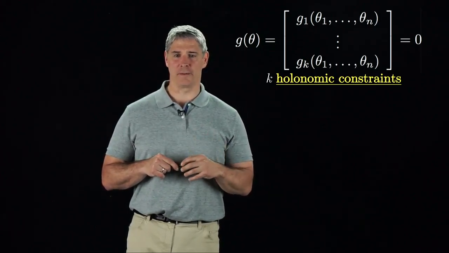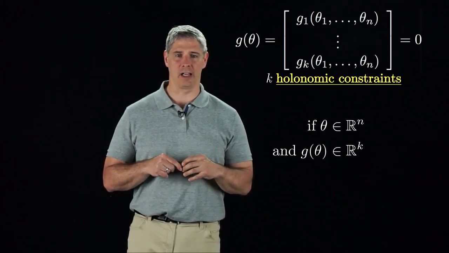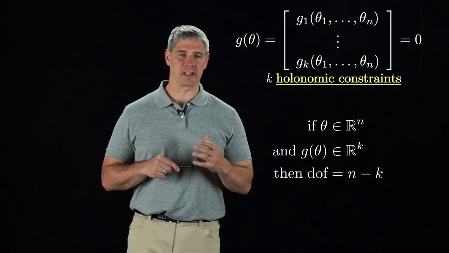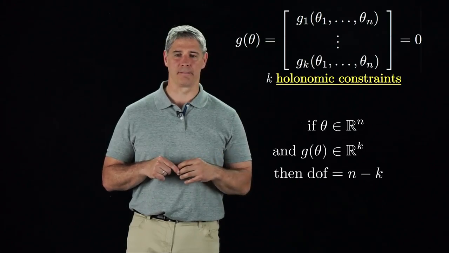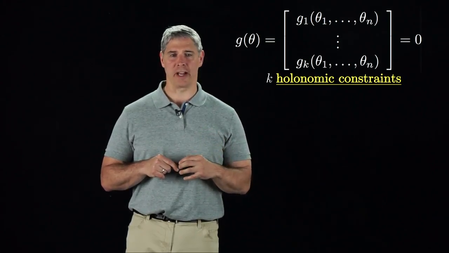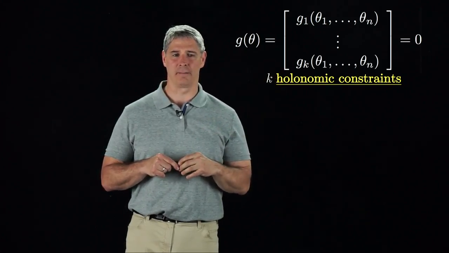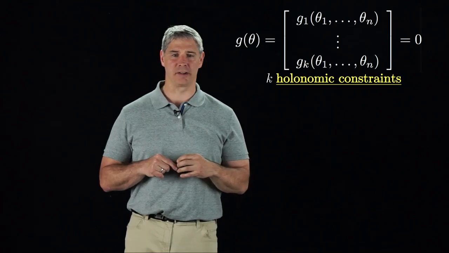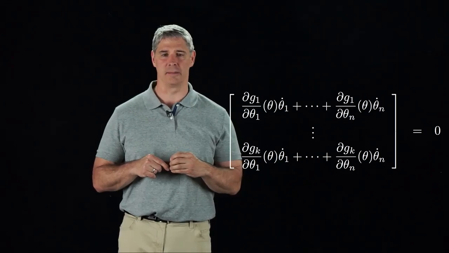If the robot's configuration is defined by n variables subject to k independent holonomic constraints, then the dimension of the C-space and the number of degrees of freedom is n minus k. If the robot is moving, we could ask how these holonomic constraints restrict the velocity of the robot. Since g of theta has to be 0 at all times, the time rate of change of g must also be 0 at all times.